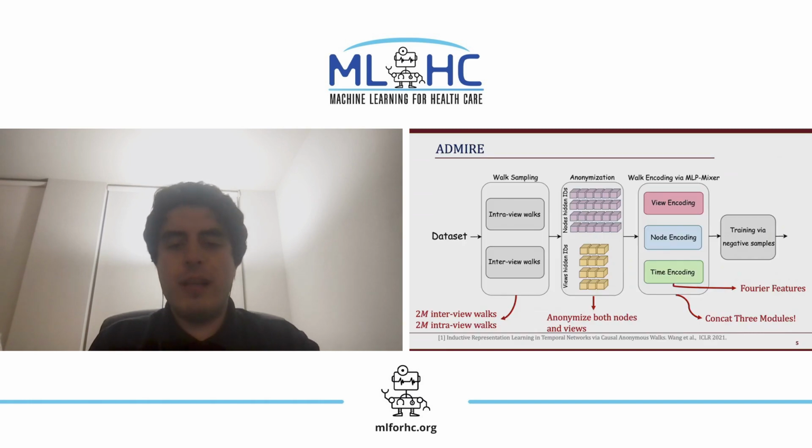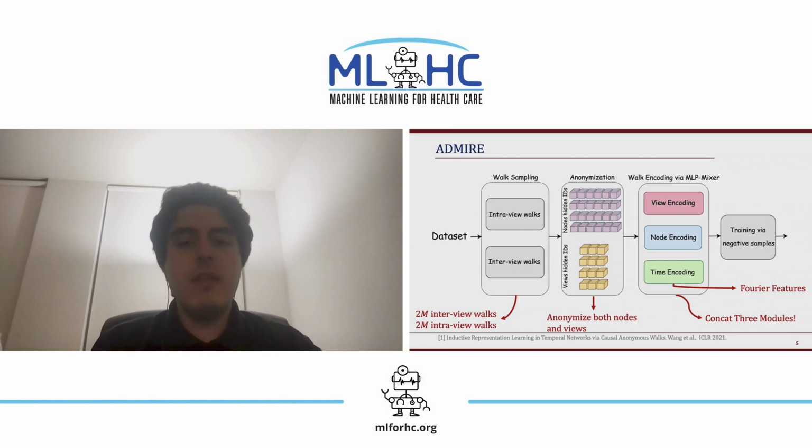Here is the overview of Admire, which automatically detects abnormal connections in the brain network of people living with a specific disease or disorder. The main intuition of Admire is to use causal anonymous walks to extract the causality of the existence of an edge. So we first designed two types of walks in the multiplex brain network. First is interview walks, where the walker walks across different views to capture the causal relationship between different views. And second is intraview walks, which are simple random walks where the walker can only walk over one specific view.